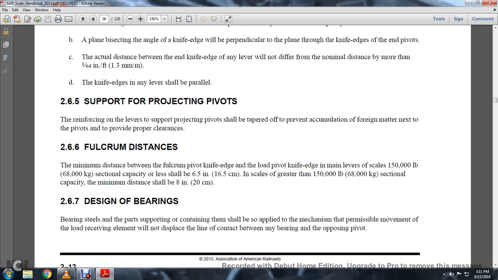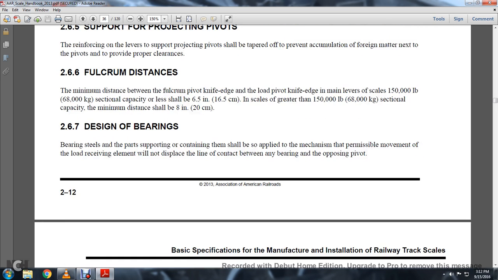2.6.6 Fulcrum distance. The minimum distance between the fulcrum pivot and the knife edge of the load pivot, or the pivot knife edge of the main lever, for scales of 150,000 pounds sectional capacity or less, shall be 6.5 inches. For a scale greater than 150,000 pounds sectional capacity, the minimum distance shall be 8 inches.